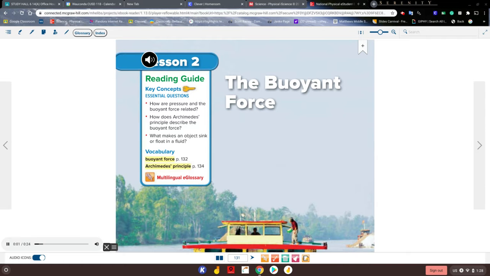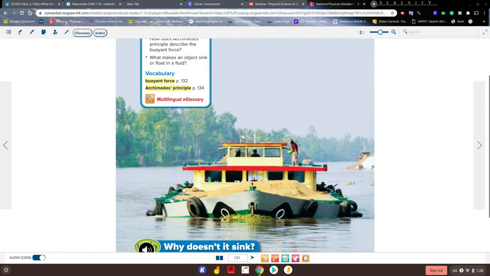Lesson 2. The Buoyant Force. Reading Guide. Key Concepts. Essential Questions. How are pressure and the buoyant force related? How does Archimedes' principle describe the buoyant force? What makes an object sink or float in a liquid? Vocabulary. Buoyant force. Archimedes' principle.